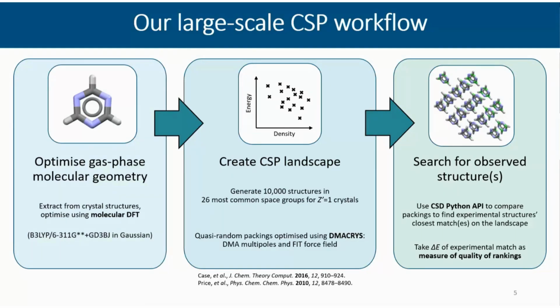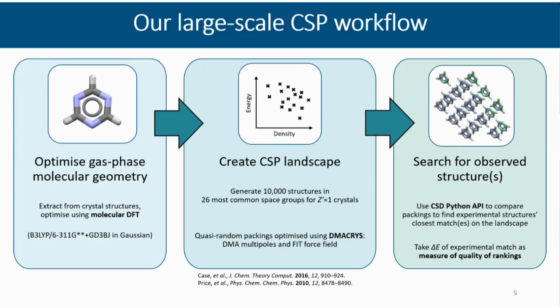Because once we have our optimized molecules and our charge densities, then we can start our CSP workflow, which involves generating 10,000 structures in the 26 most common space groups for Z'1 crystals. That's crystals that have only one symmetrically unique molecule in the unit cell. 26 space groups may seem like a strange number, but that's because it turns out that the 26 most common space groups in the CSD cover upwards of 99.5% of all observed crystal structures.